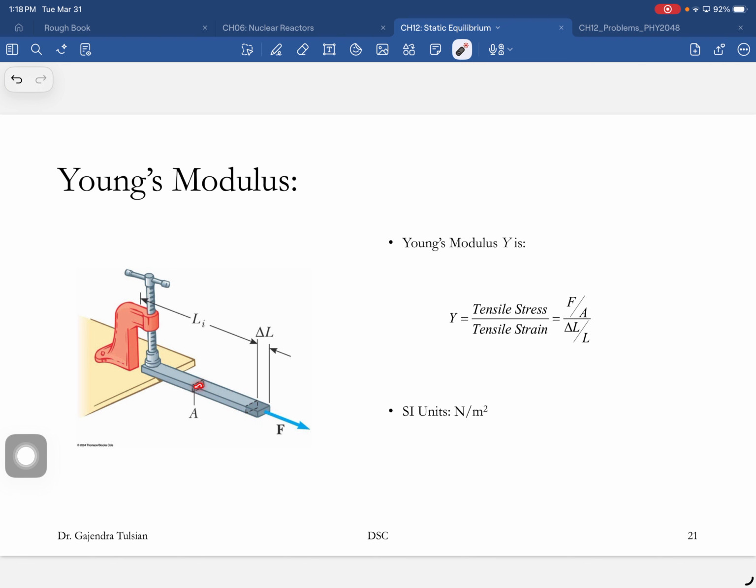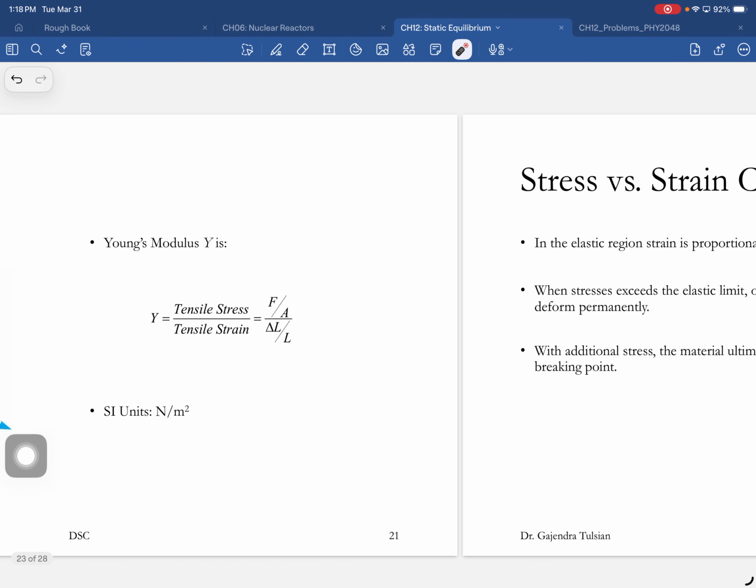Well, the area will decrease a lot less than this length. The change in length is noticeable, so we're going to look at the largest dimension. That's why we're talking about this. The change in length is the most noticeable deformation.